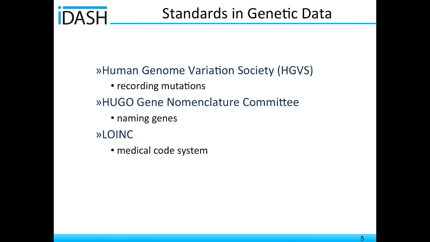So HL7 actually uses a variety of different nomenclatures and standards for recording their genetic data. Specifically, they use the Human Genome Variation Society's standards for recording the names of mutations, the HUGO Gene Nomenclature Committee for recording the names of genes, and an overall LOINC structure for categorizing data and essentially classifying types of the genetic mutations.